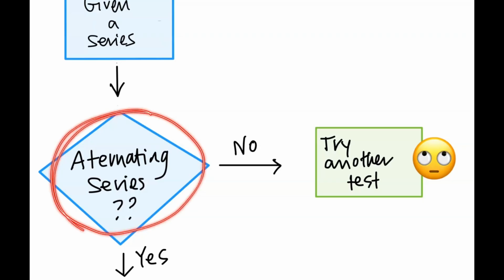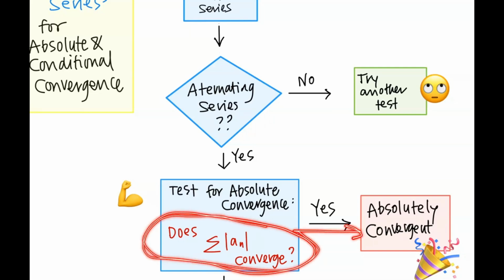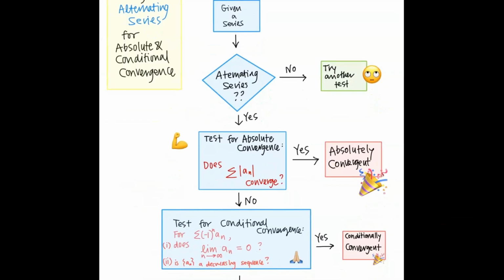But if it is an alternating series, then the very first thing we do is test for absolute convergence, because if it does absolutely converge, then we're done. We know that the alternating series converges and it converges absolutely. So we just test the series of the absolute value of each term. If absolute convergence does not work, then we test for conditional convergence, which we were just doing a minute ago. This works for any alternating series.